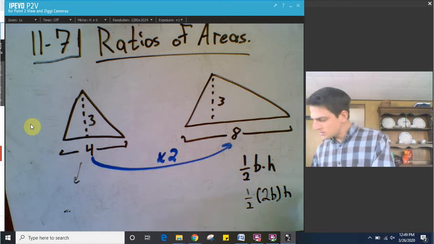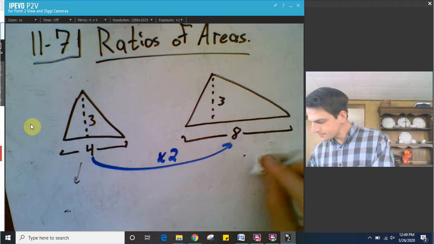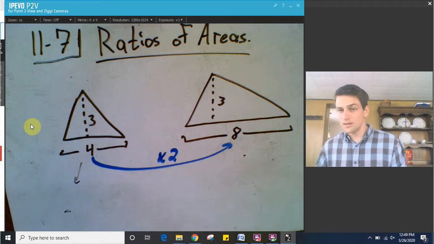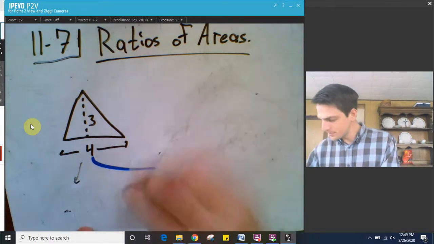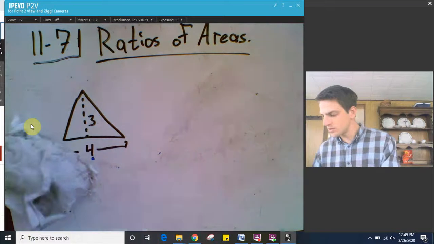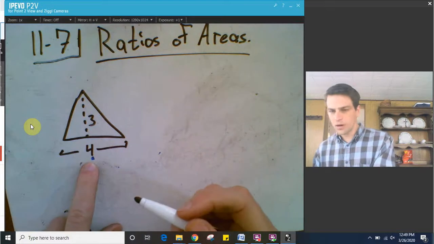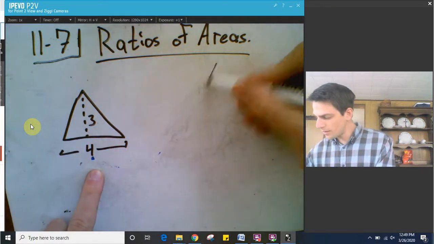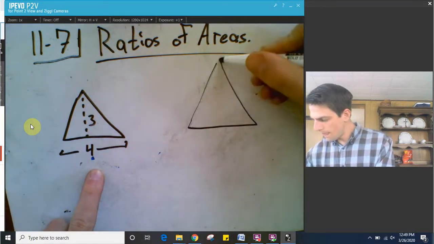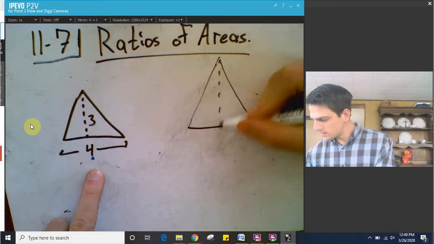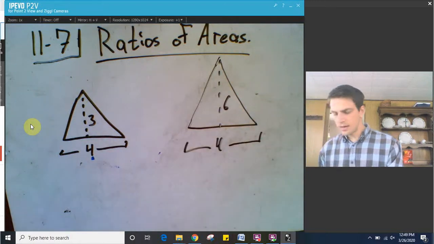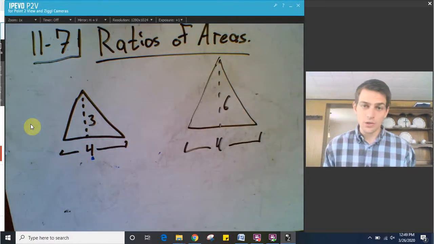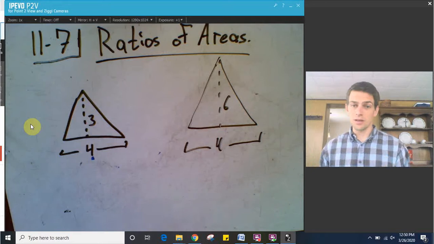Now, I want to consider what happens if we, say, double the height of a triangle and keep the base the same. Let's just work quickly through this. So say we have a triangle with base 4, height 3, and then we have another one that is, let's say, height 6, and the base is still 4. And you can probably make a prediction here pretty quickly as to what's going to happen. We're going to end up doubling the area again.